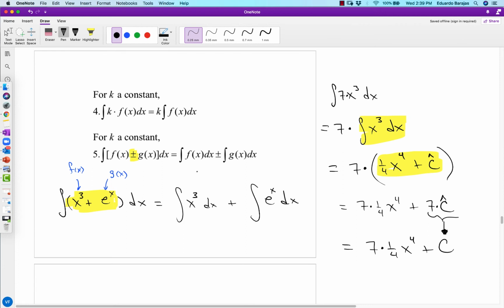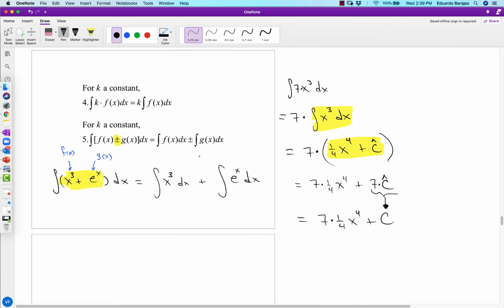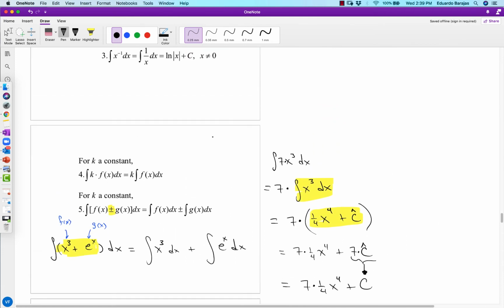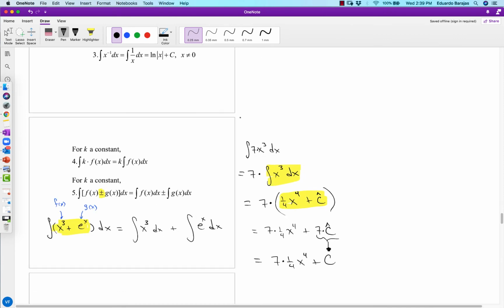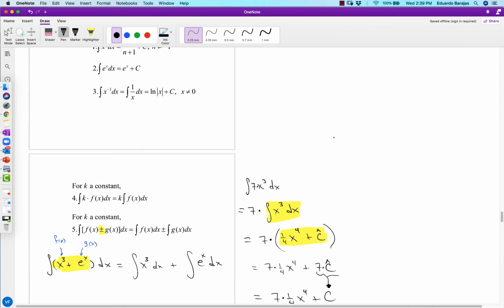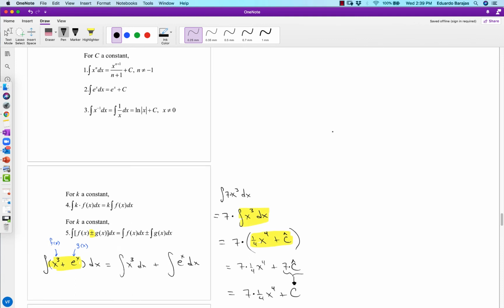Okay, so we have 5 properties that we get to use to solve integrals. Obviously, we didn't prove any of these. So we just get to use them, apply them, love them. Don't worry about how to prove them yet. That's not really something that's in the scope of our class.